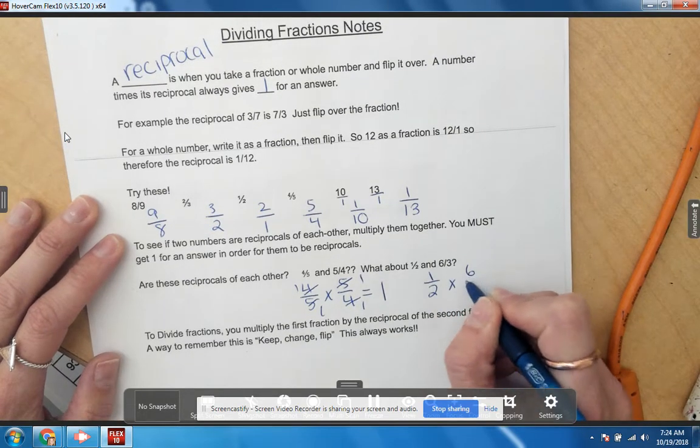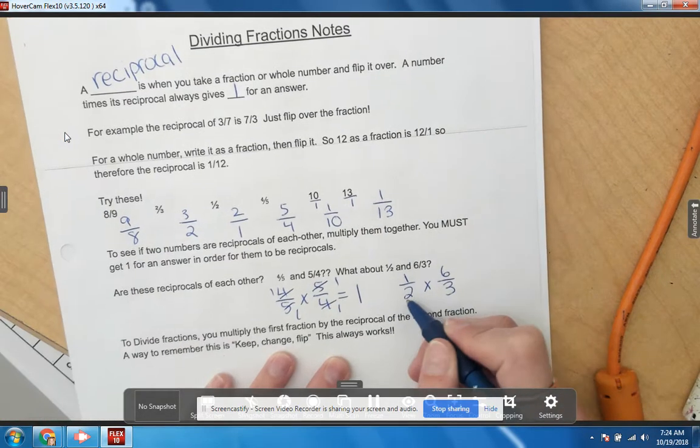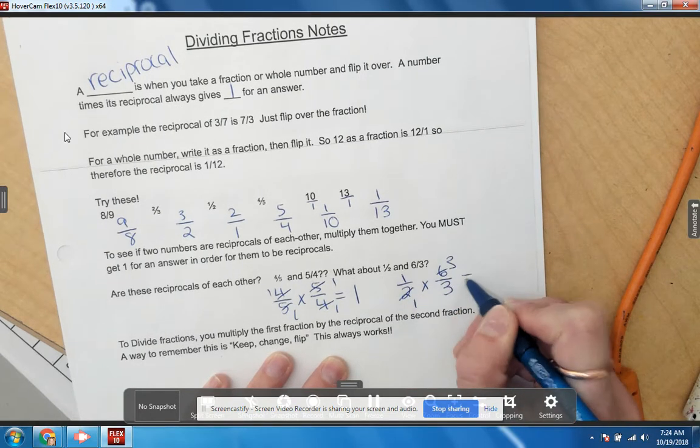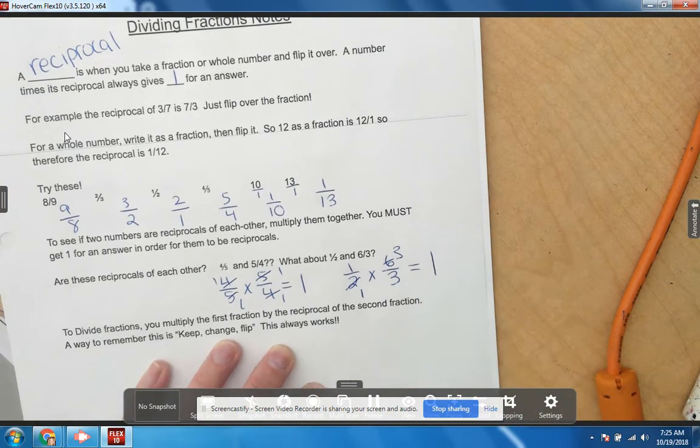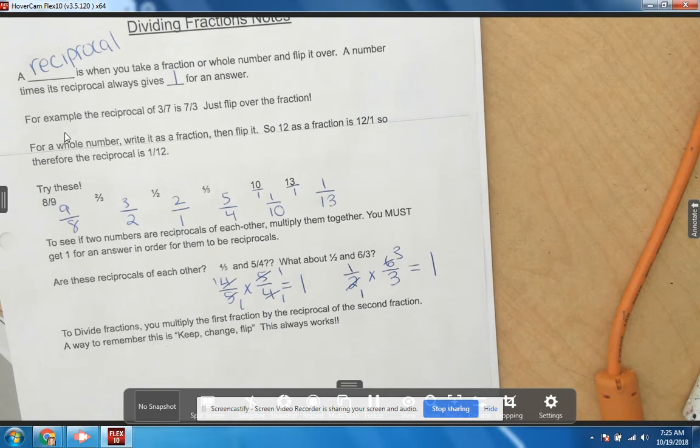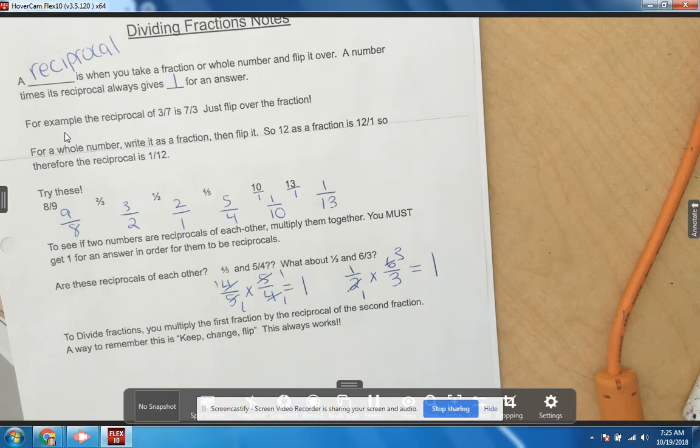Let's try this one. 1/2 times 6/3. If I cross cancel these, I'm going to still get 3 over 3, which is also 1 whole. So it is possible for two fractions that don't look like they're the same ones flipped over to also be reciprocals of each other.